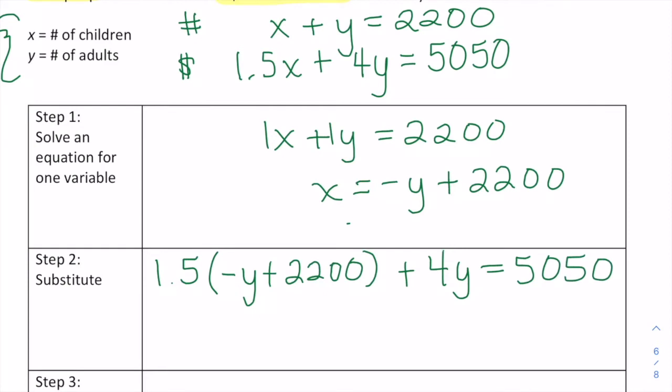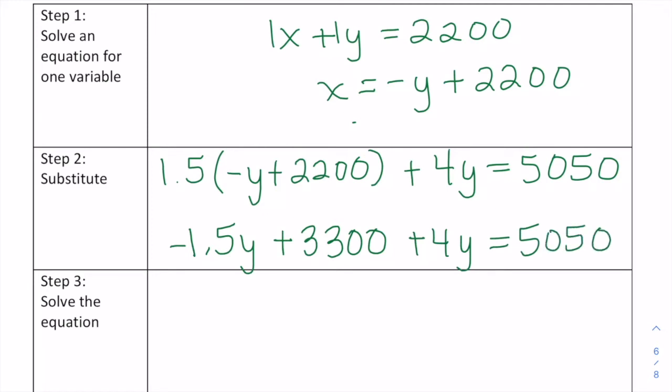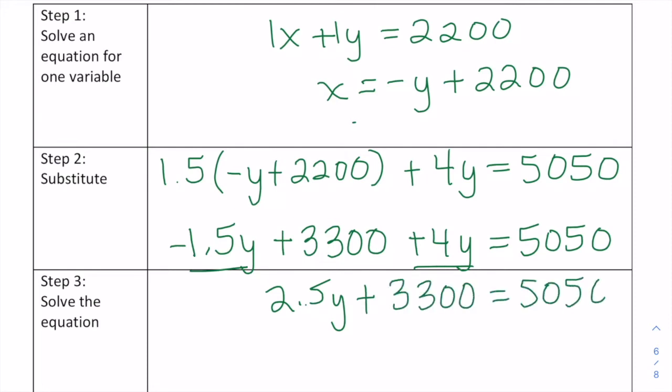5,050. Okay, so when we want to solve this equation for step 3, we're going to have to distribute. So we'll get negative 1.5y plus 2,200 times 1.5, which is 3,300, plus 4y equals 5,050. And I'm going to solve for y, so let's combine like terms. Put those two together, we get 2.5y. And we can subtract 3,300 from both sides. So 2.5y would equal 1,750. And if I divide both sides by 2.5, y equals 700.